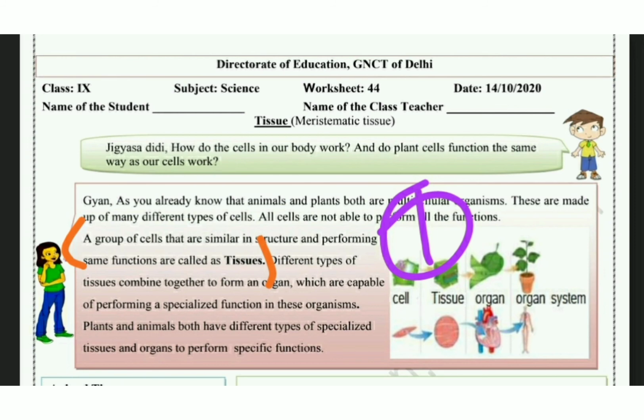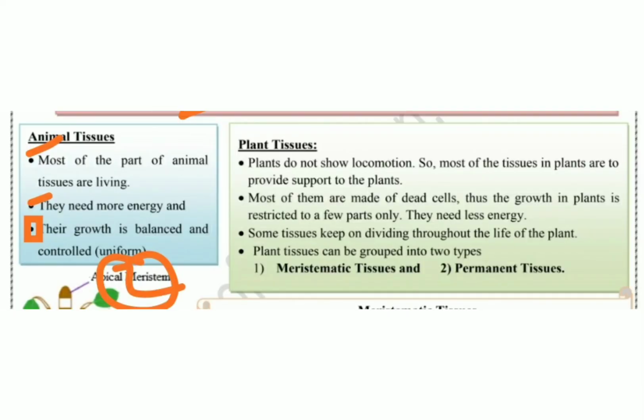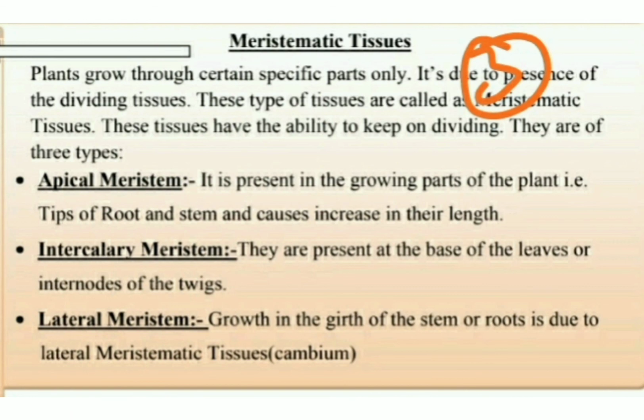Now second is the difference between plant and animal tissues. First, most of the animal tissues are living, whereas most of the tissues in plants are dead cells. Second, animals need more energy, whereas plant cells need less energy. And in animal tissues, growth is balanced and occurs only in a particular lifetime, whereas in plants the tissues keep on dividing throughout the year.